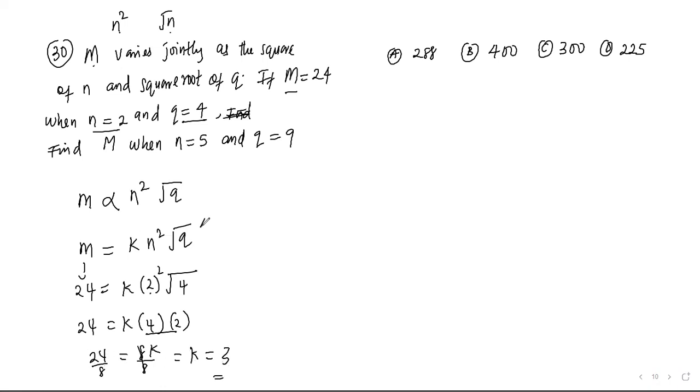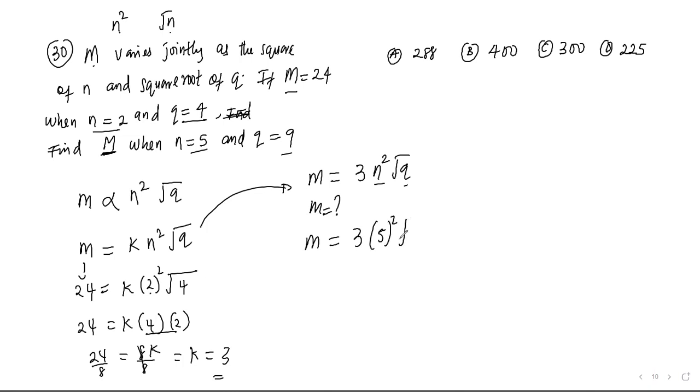Now go back to these and tell them k is 3. So you have m is equal to 3 n squared root q. Now you see we've gotten the real equation now. Now I want to find m. So m is unknown, and since we want to find m, they should give us the value of n and q. Now you see n is 5, q is 9. So we have 3, n is 5, 5 squared, and q is just 9.